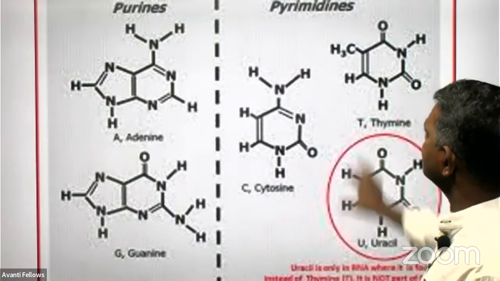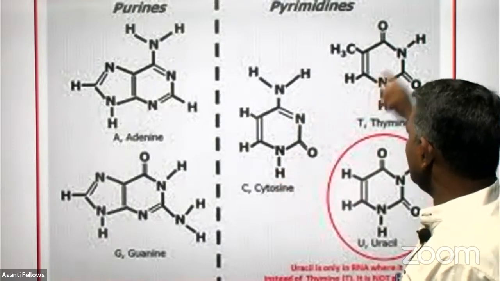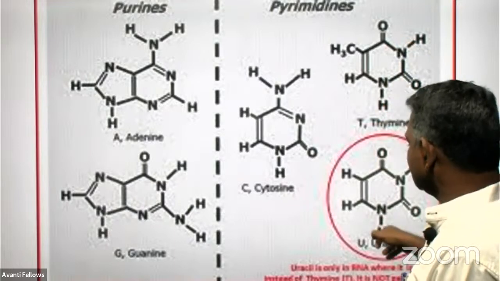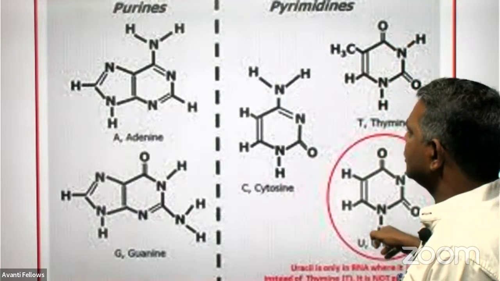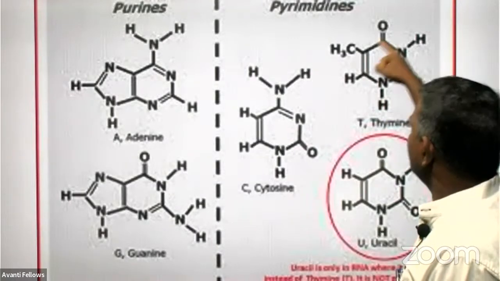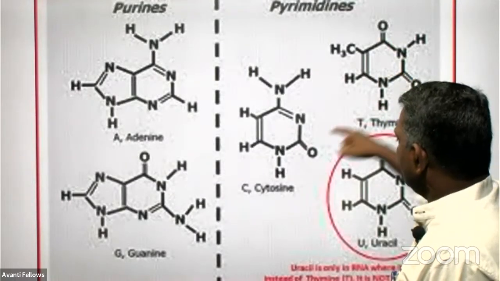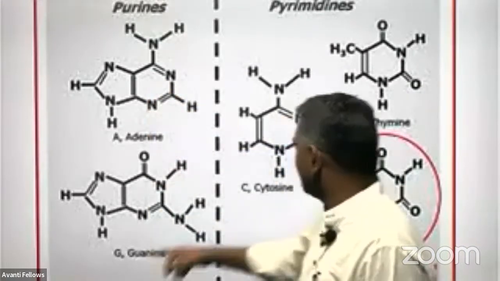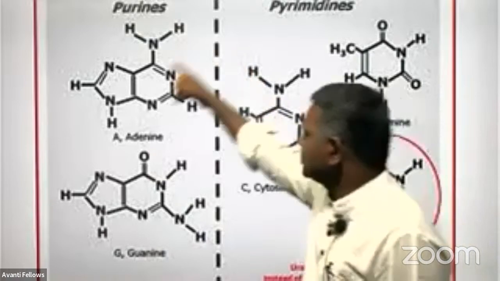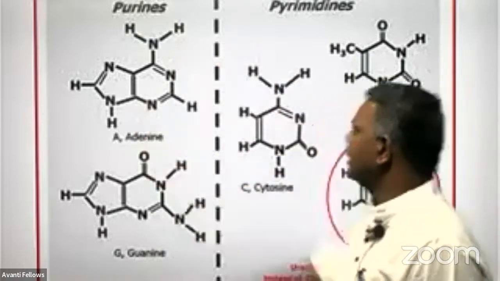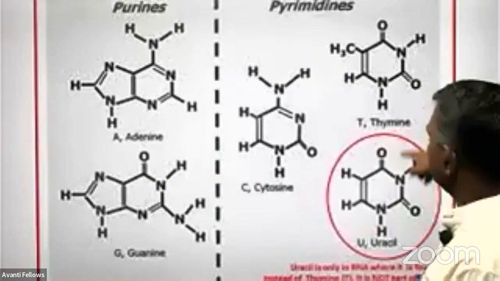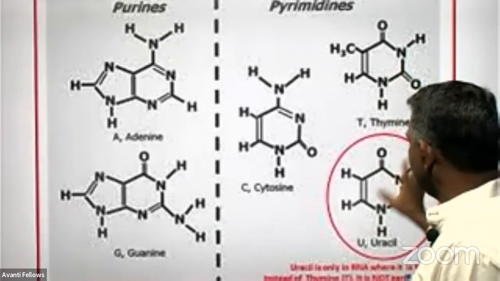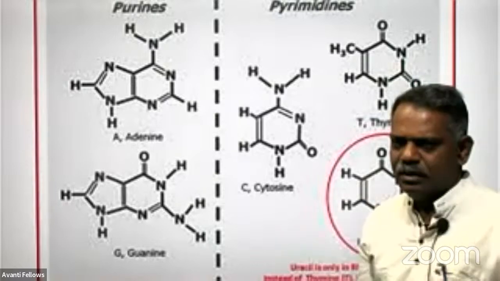The DNA consists of these two pyrimidines, cytosine and thymine. Uracil is not there. Whereas in case of RNA, there is no thymine, only cytosine and uracil. So these three, adenine, guanine, and cytosine, are common in both DNA and RNA. Whereas in DNA, thymine is there, and in RNA, instead of thymine, uracil is there.